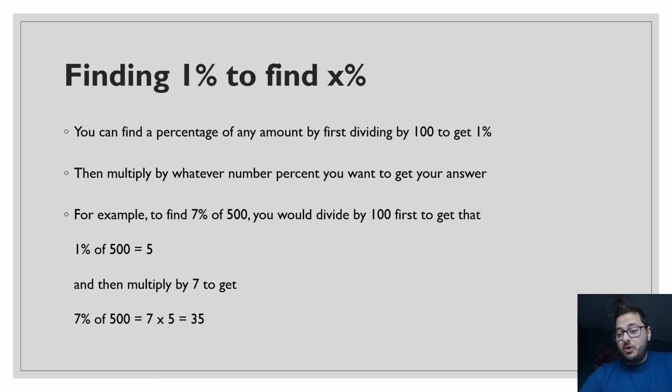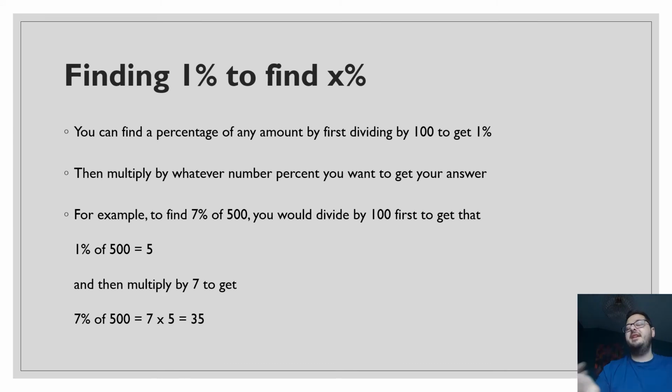So what you want to do, because a percentage is out of 100, find yourself 1% first. So divide by 100 to find yourself 1%, and then times it up by whatever percentage you want to find. So in this example here, we want to find, for example, 7% of 500. So the first thing we do is we find 1% by dividing by 100. So 1% of 500 is going to be 5. And then to get 7%, you times up by 7.